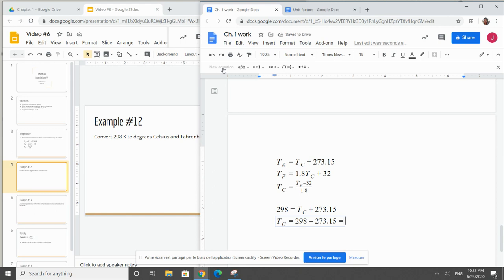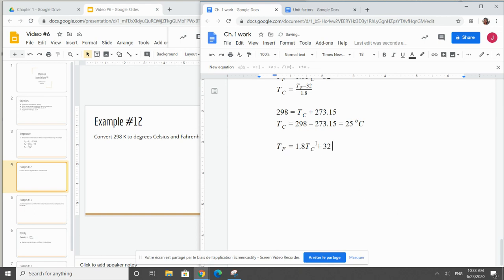When I originally put this in my calculator, I get 24.85, but 298 is precise to the nearest 1, so I have to round to the nearest 1, so I get 25 degrees Celsius. So now I want to convert this to Fahrenheit. So I take this equation here and I plug in 25 for TC. So I get 45 plus 32. I get 77 degrees Fahrenheit.